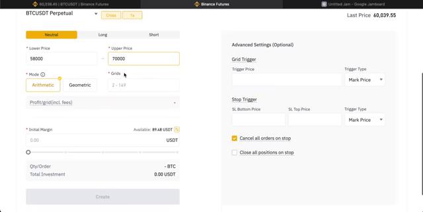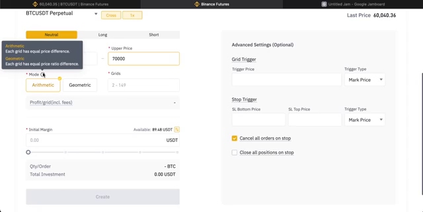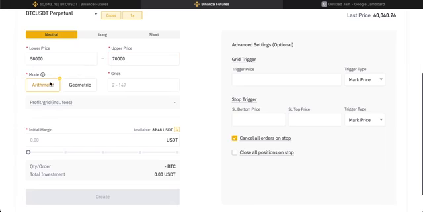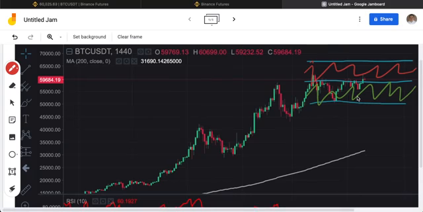Moving down to the grids, you can either choose arithmetic or geometric. So arithmetic is where each grid has an equal price difference, but geometric, the price ratio difference is equal. So it's a little bit of a difference there. I would choose arithmetic. Now, what this is going to do is choose how to place your grids. Like I said, you're going to be buying in this level here and selling in this level, but you can put as many grids in each of these levels as you want.